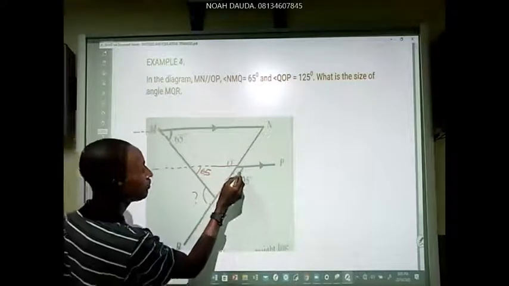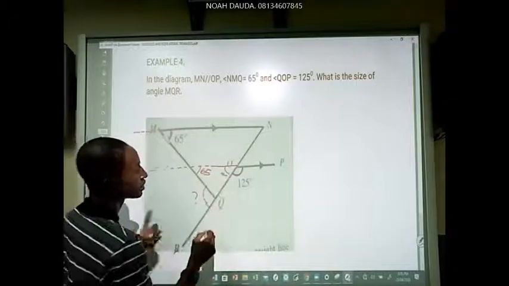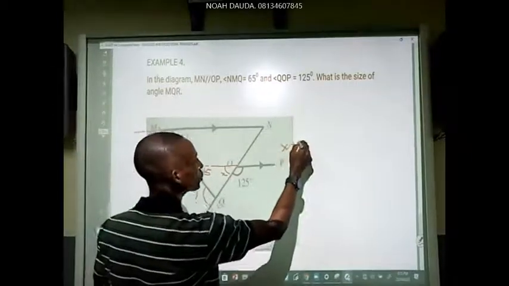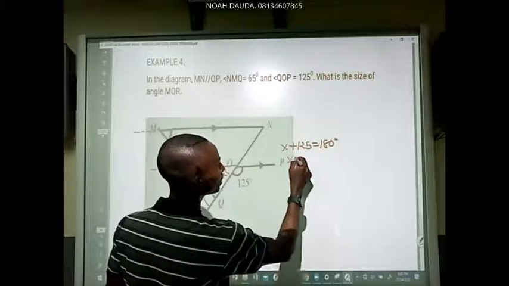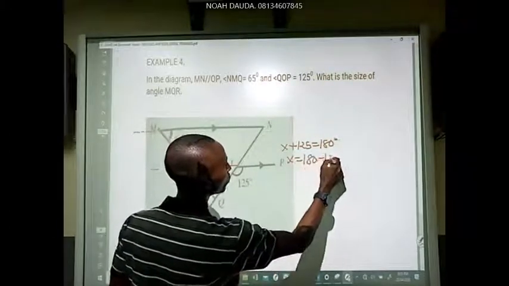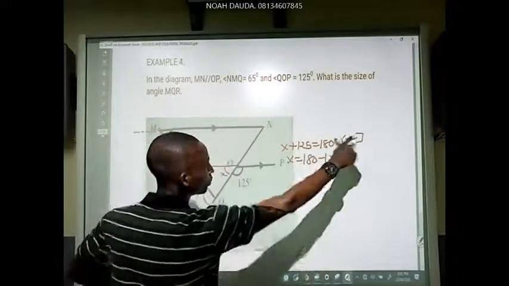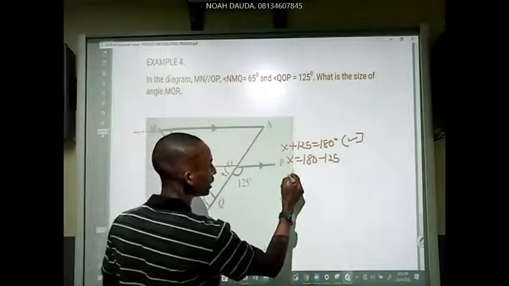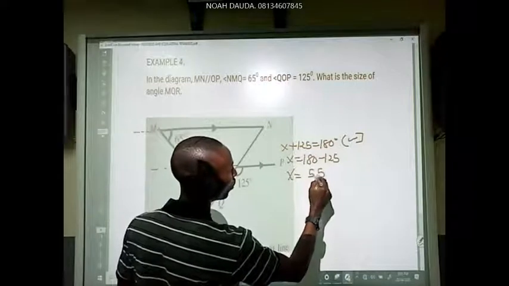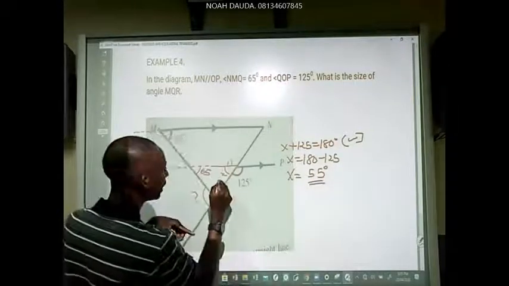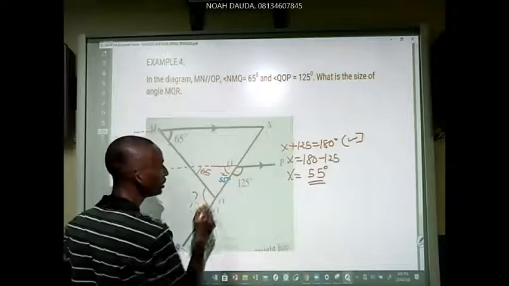Also again, if here is 125, you can decide to determine this interior angle. Let's call it x. So angle x plus 125 equals 180 degrees. So your x equals 180 minus 125. It's important that you state that the sum of angles on a straight line must be stated beside this equation. So at the end of the day, your x equals 55 degrees. So this angle here, x, is 55 degrees.